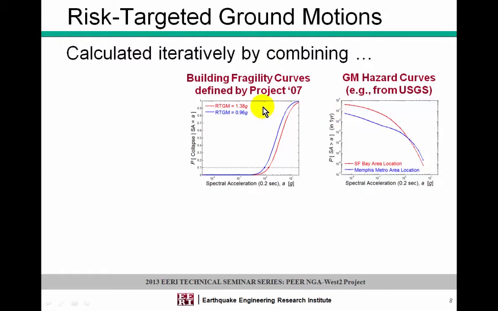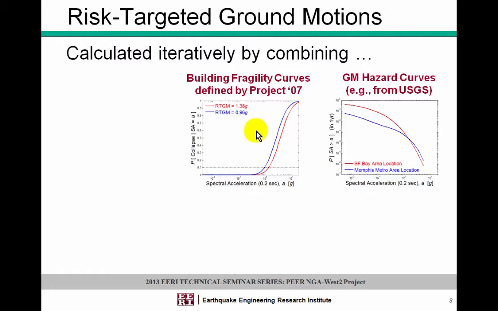The other component is building fragility curves that were really defined by project 07. And a building fragility curve again tells you, as a function of ground motion intensity, what is the probability of collapse of a building if you see that particular ground motion intensity. And an important thing to note here is that building fragility curves depend on the level of ground shaking that you design for. If you design for 0.1 g versus 1 g, the 0.1 g design is going to have more fragility. Right?